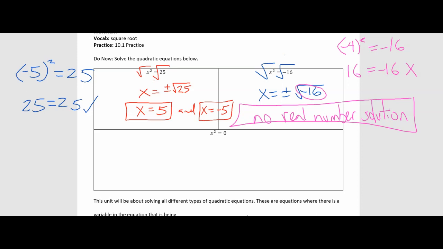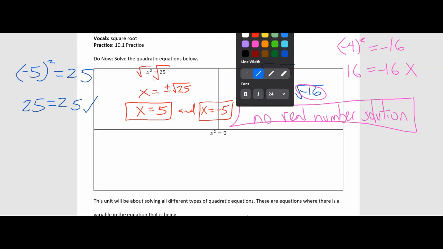It's not true. So if you're ever trying to take the square root of a negative number, this is something to keep in mind as we move forward with this unit. There is no real number solution. So if you ever have a negative number under the radical sign, you can just stop and say no real number solution. A negative number outside of the radical sign is okay, just not inside.